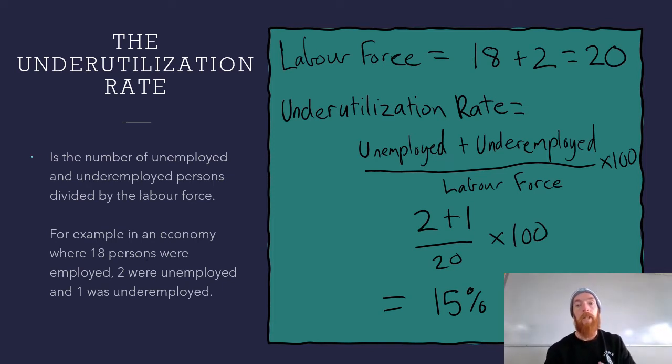So if we had an example here, if there are 18 persons who were employed, 2 were unemployed and 1 was underemployed, what would the math be on that? So in this case, our labour force is still just the unemployed plus the employed, which is 18 plus 2, which is that 20 that we've got up here. To work out the underutilization rate, we've then got to take the unemployed, which is 2, and the underemployed, which is 1, and divide that by the labor force, which is 20. So that ends up being 3 over 20, which is equal to 15%. So that means in that economy, 15% of the people are either unemployed or not working to their full capacity. And they're the three main calculations that you'll ever have to do about unemployment and the labor force.